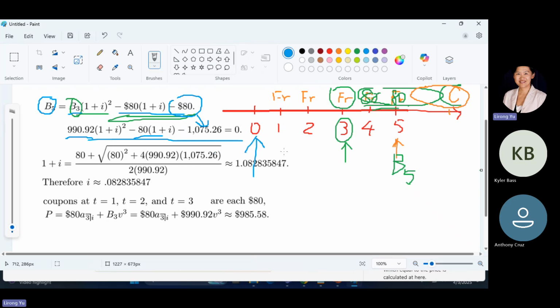The price we want to find out is the total present value of all the future cash flow. And we already have B3. What does the P3 represent? The present value of all these cash flow.